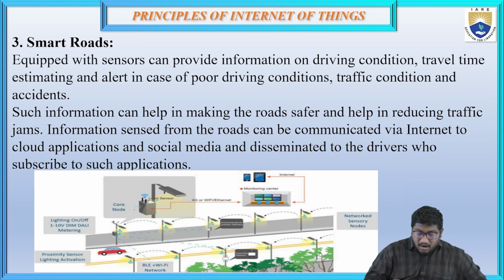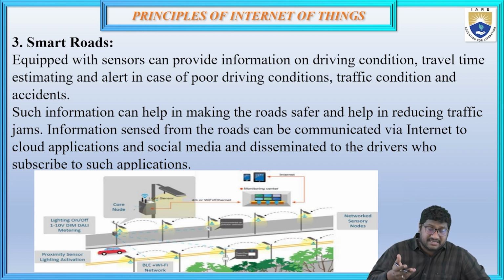See the diagram once. All the specific smart roads are equipped with sensors, which provide information about the driving conditions. In poor driving conditions, they send you an alert, and they send information if any accident has happened, or if there is any kind of traffic condition where the vehicles are jammed due to congestion. It sends you an alert with the help of these sensors which are placed in the smart road.